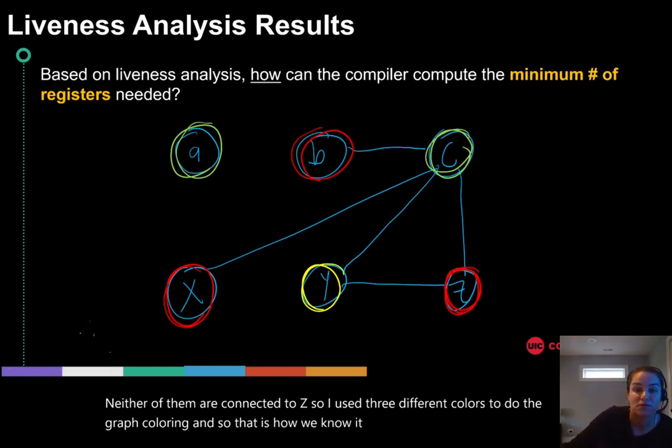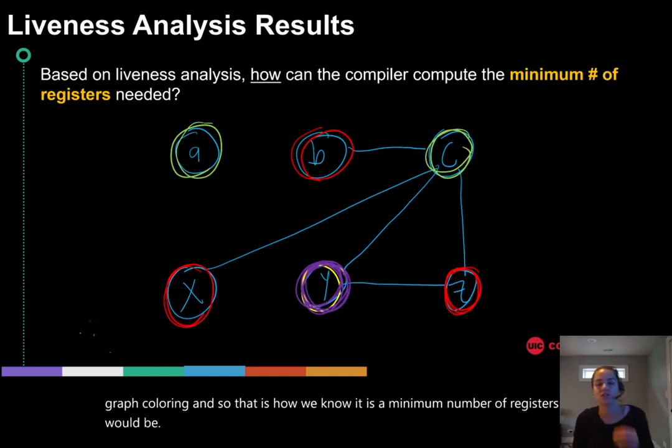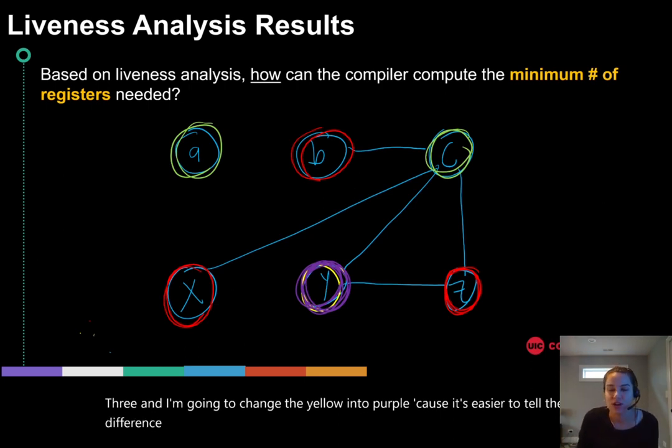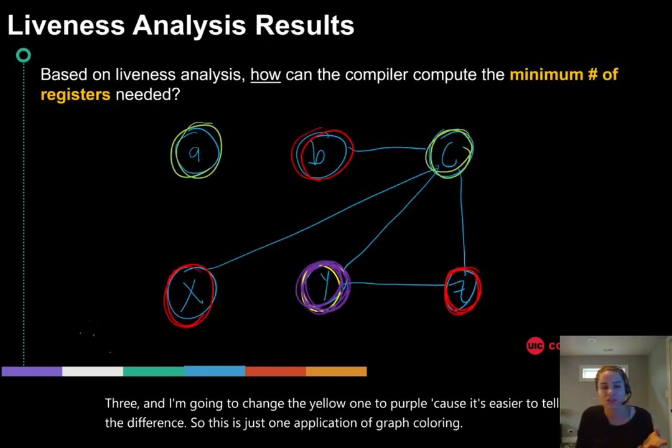the minimum number of registers would be 3. And I'm going to change the yellow one to purple because it's easier to tell the difference. So this is just one application of graph coloring with the registers.